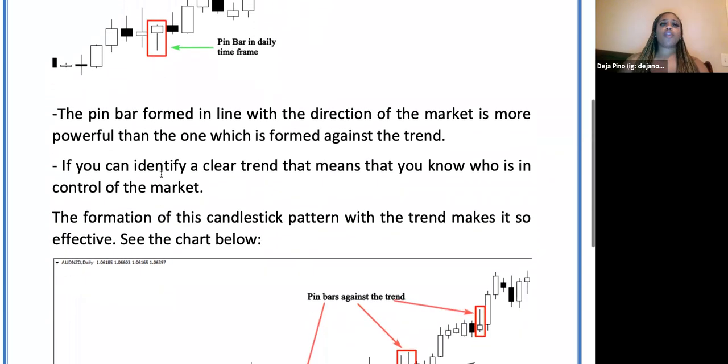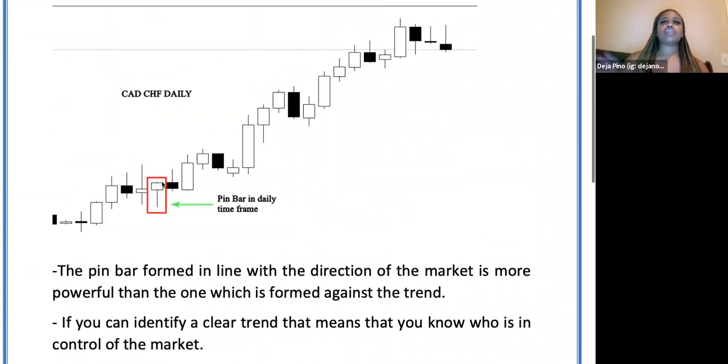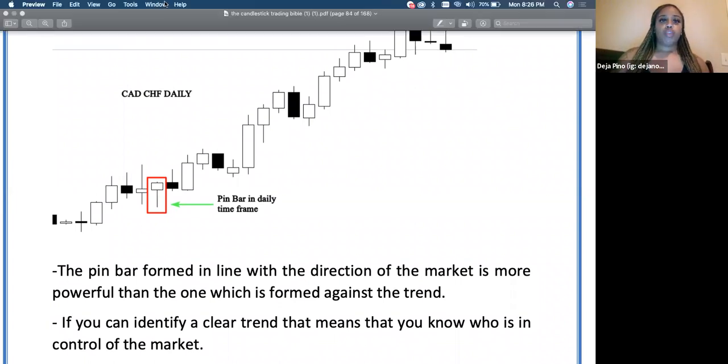The pin bar formed in line with the direction of the market is more powerful than the one which is formed against the trend. If you can identify a clear trend, that means you know who is in control of the market. So what trend are we looking at right now? Are we looking at a ranging market, consolidation, uptrend, downtrend? What are we looking at here?